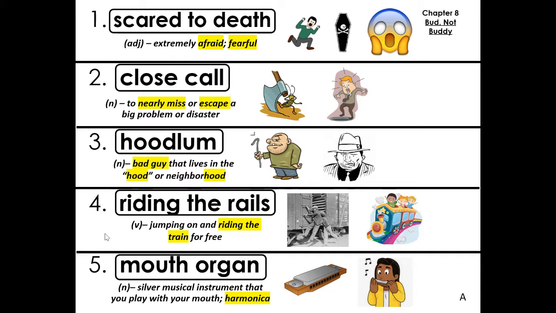So if you need to, push pause. Make sure that you have written 1 through 5, scared to death, close call, hoodlum, riding the rails, and mouth organ. And then in the second column, make sure you write a short definition or synonym. And in the third column, draw a quick picture or sketch. And then when you're ready to join us, push play.